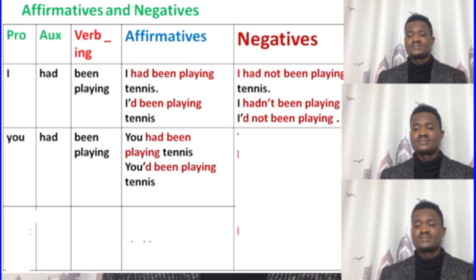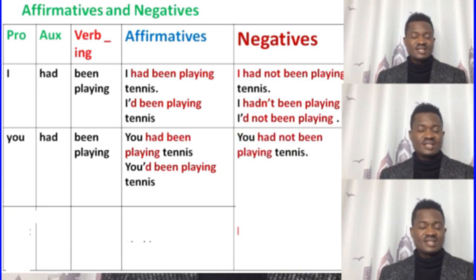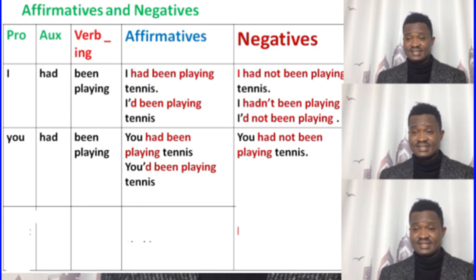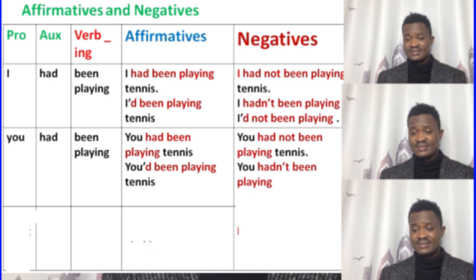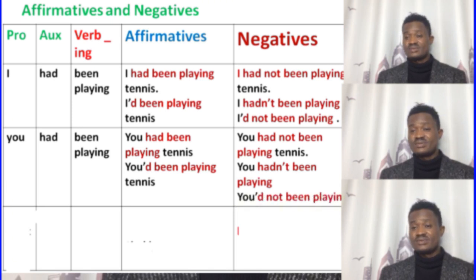Okay, let's go. You had not been playing tennis. So there's a negative form. You had not been playing tennis. Alright? So the other way around is going to be: you hadn't been playing tennis. You hadn't been playing tennis, man. So the other way is going to be: you'd not been playing tennis.